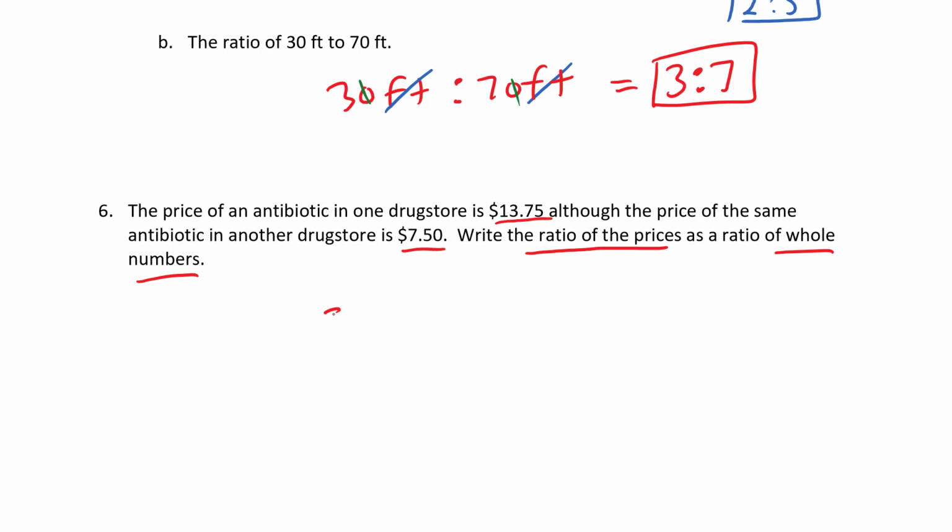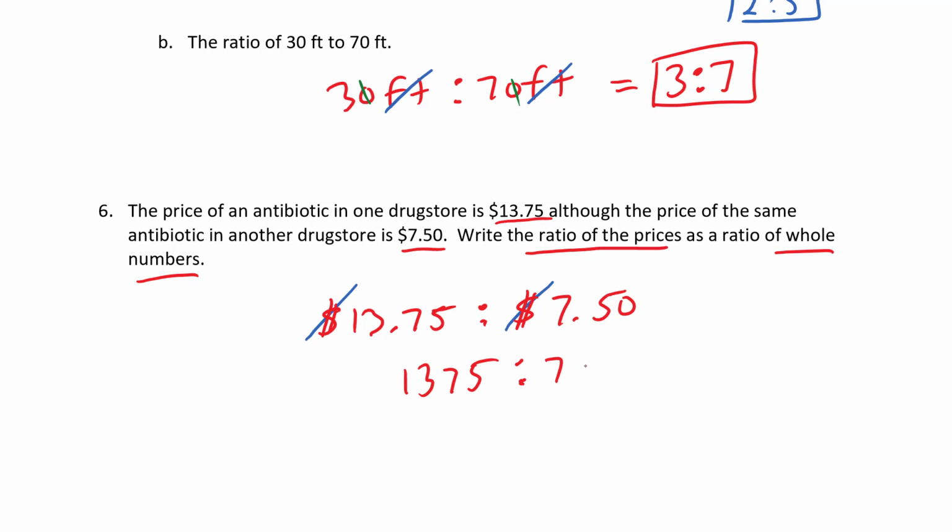So let's write down $13.75 compared to $7.50. These cancel out. We then multiply both sides by 100 to get rid of the decimals. We can divide the top and the bottom by 25. I know that. Let's do that now. Divide by 25, divide by 25. And here I get 55 compared to 30.